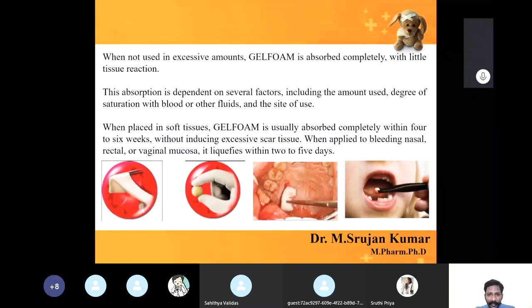This absorption is dependent on several factors, including the amount used, degree of saturation with blood or other fluids, and the site of use.